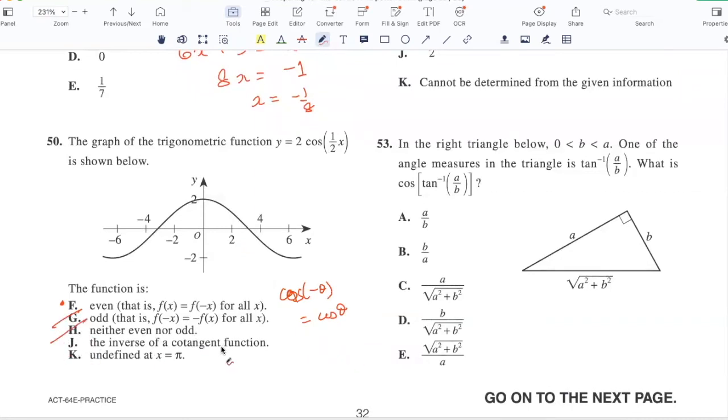The inverse of a cotangent function. No, this is not an inverse of a cotangent function. Undefined at x equal to pi. No, cos at x equal to pi, cos pi by 2, which is 0. Yeah, so it is defined. So it's F.